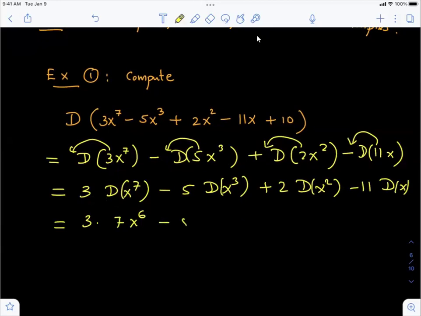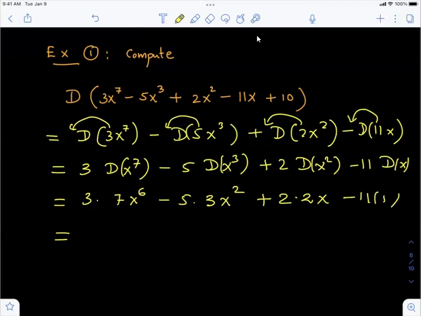And minus 5 times the derivative of x to the 3, that's going to be 3x squared. And then plus 2 times 2x to the 2 minus 1, that's x to the 1, in other words, just x. And then minus 11 times the derivative of x, which is nothing other than just 1.